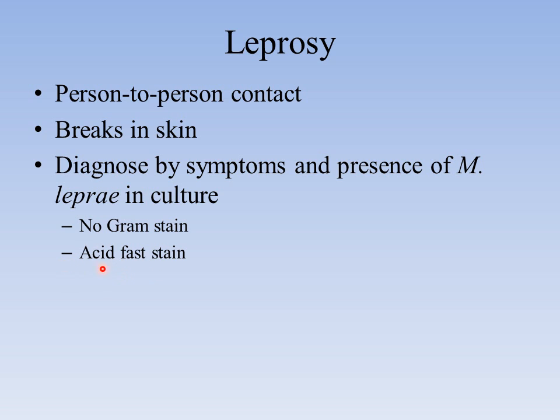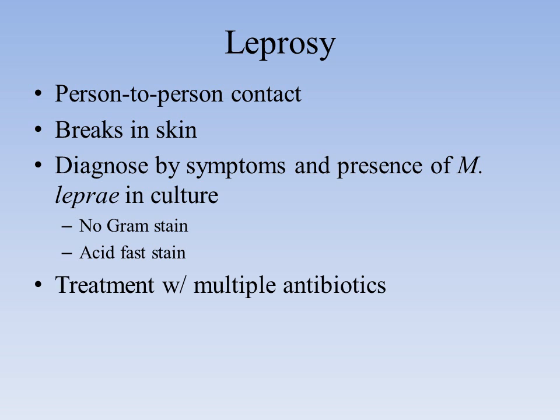This is a very special way of testing. An acid-fast stain is used to stain for organisms that have mycolic acid. So if you do an acid-fast stain, you should be able to detect M. leprae that way. So how do we treat leprosy?